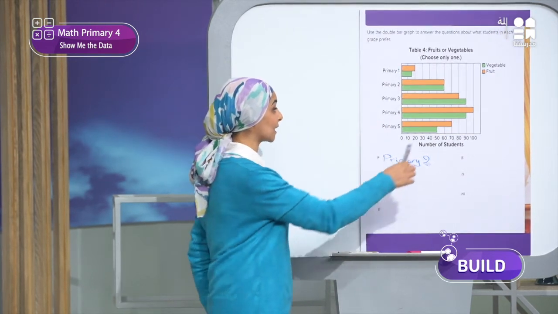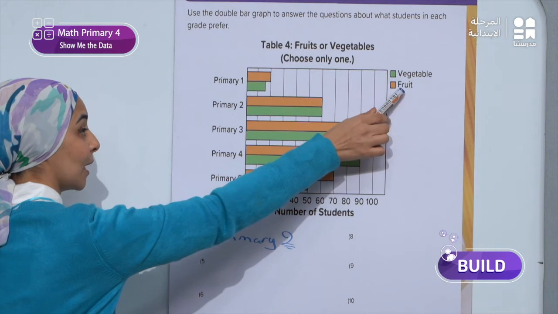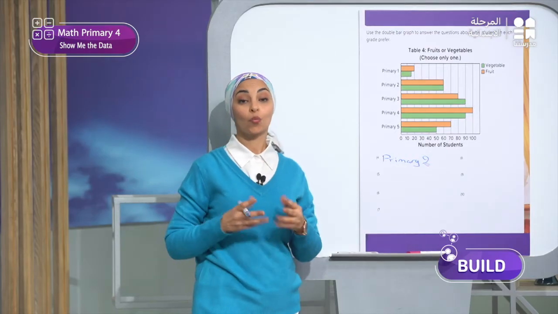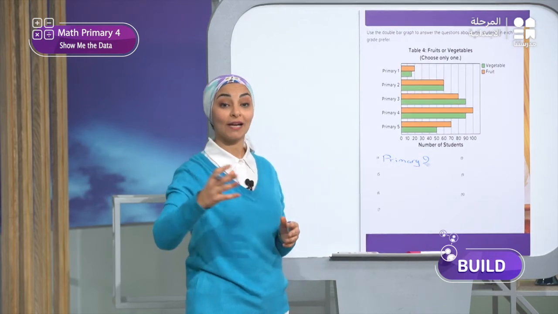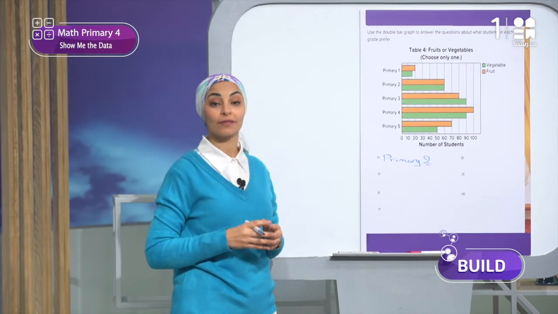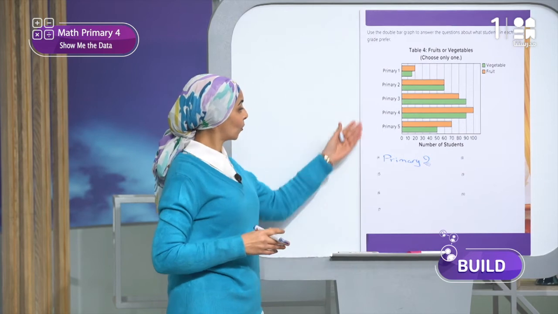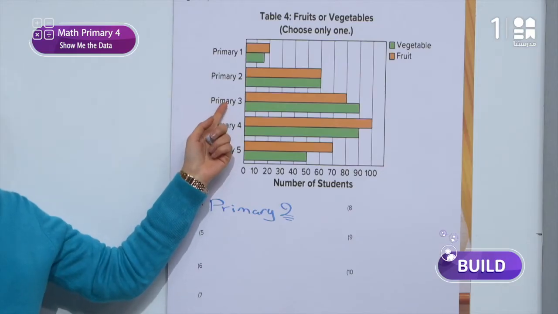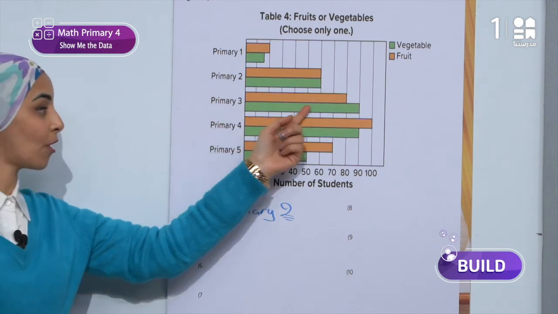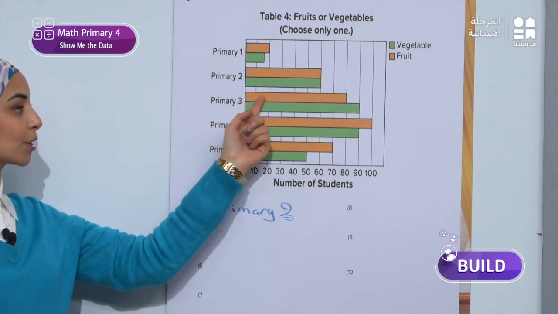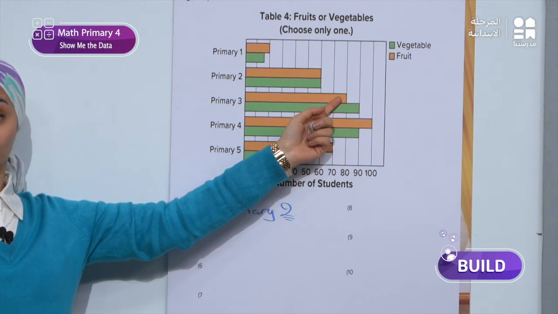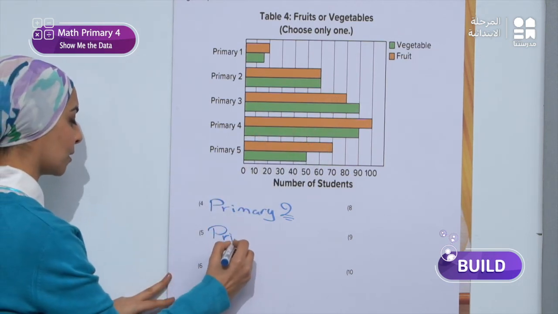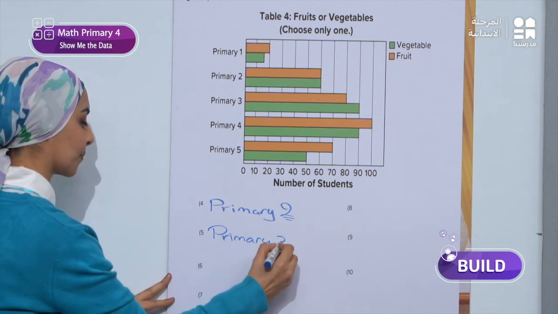We knew this from the key. This is the vegetable and this is the fruit. So we need to find which grade has a longer green bar than the orange. Which grade here? Yes, look here, primary 3. The green bar is greater or longer than the orange bar, right? So this is the right answer. I will write here primary 3.